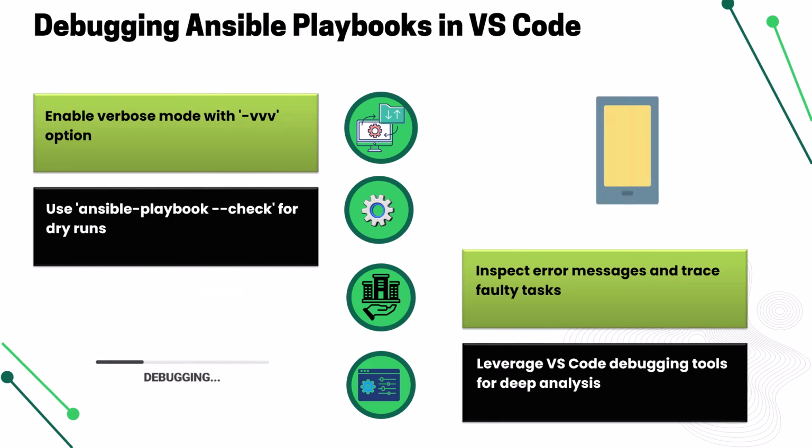Debugging Ansible Playbooks isn't about breaking things. Well, maybe a little. First, we activate verbose mode with -vvv to see what's really happening under the hood. Then we do a dry run with --check. Think of it as a dress rehearsal before the big show. When errors show up, and they will, we investigate faulty tasks like detectives. And let's not forget VS Code's debugging tools. They're like our trusty magnifying glass for finding those sneaky bugs.